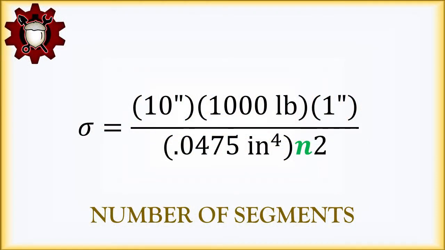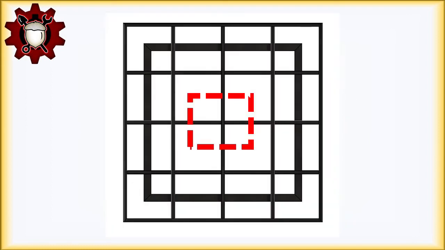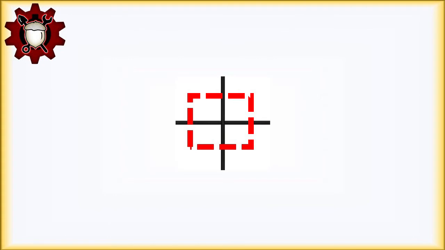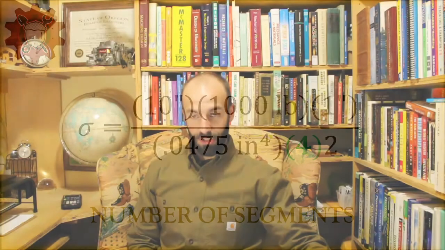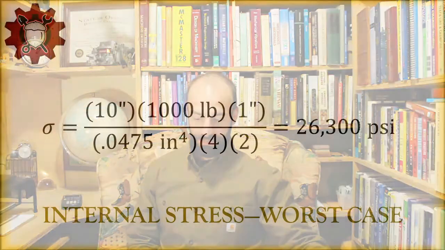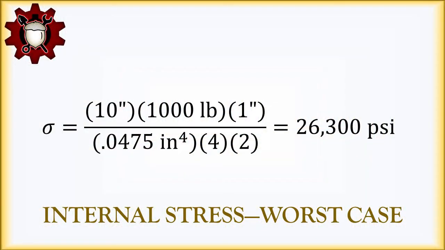Now, N is your number of segments. How many segments are resisting that force? In the case from earlier, it's 4. 1, 2, 3, 4. Simple enough. And that's it. Those are all our variables. And so now we can solve for the internal stress. We get 26,300 pounds per square inch, PSI.